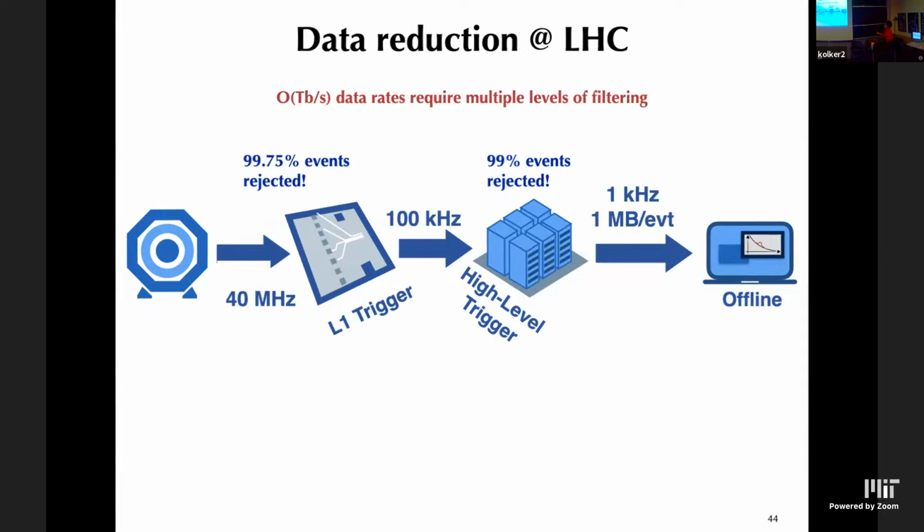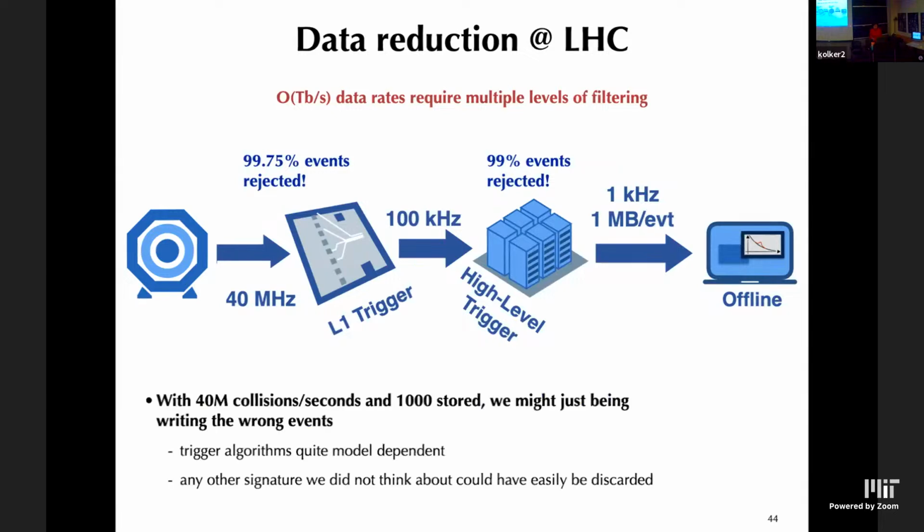At this point, we have another level of filter where another 99% of events are rejected. Since the rate is lower, although still quite high, we can have everything implemented on CPUs and GPUs. Finally, we end up with 1 kilohertz at 1 megabyte per event, which we store and analyze offline. So with 40 million collisions per second and only 1,000 stored, we might just be writing the wrong events.